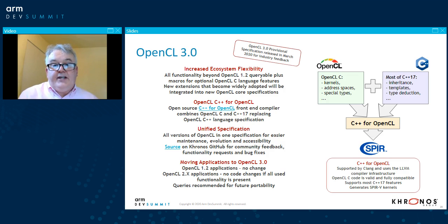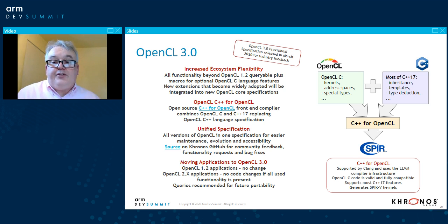In March of 2020, Khronos released the OpenCL 3.0 provisional specification for industry feedback, and we are expecting spec finalization and first conformant implementations before the end of the year. OpenCL 3.0 enables hardware vendors to focus their resources on the driver functionality that their customers need by making all functionality beyond OpenCL 1.2 optional and queryable through API queries and language macros. This flexibility will enable new extensions that become widely adopted to be incrementally integrated into new OpenCL core specifications.